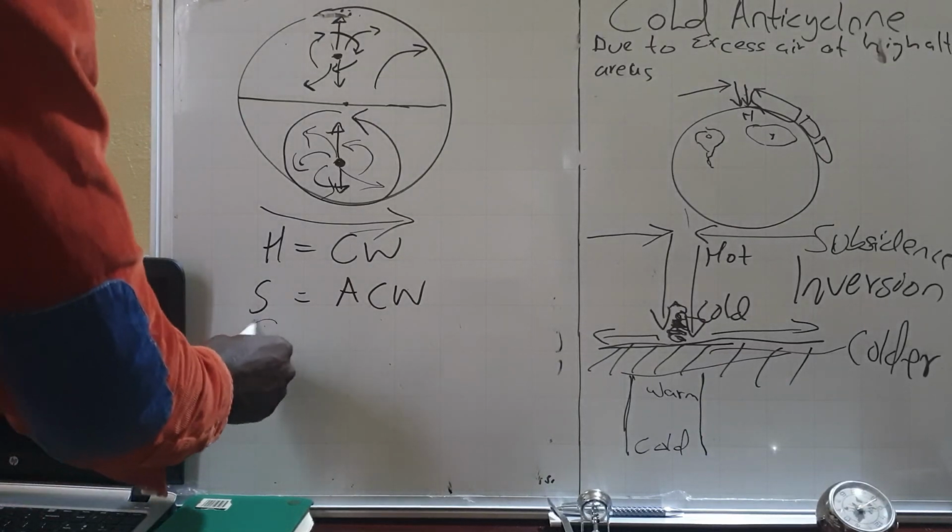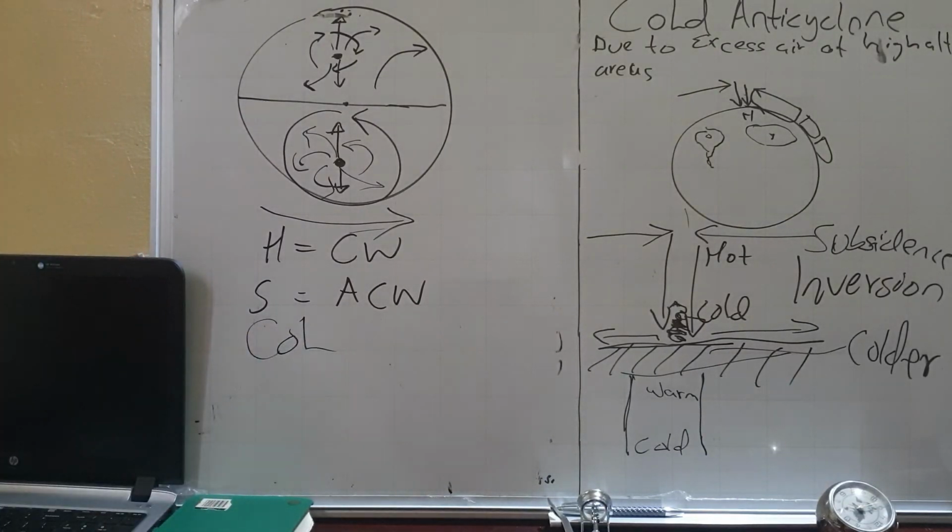Then we have what we call a col. A col is not a high or a low. It's a region that is neither a high pressure nor a low pressure system. It's between two lows or two highs. There the isobars are widely spaced, with winds being light and very variable. In the summer we expect thunderstorms, and fog in winter.